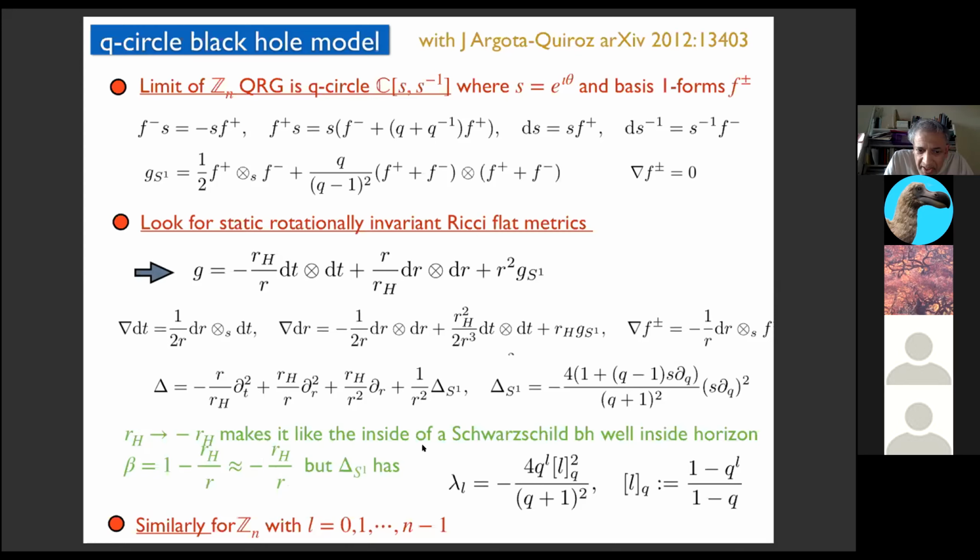So with negative RH, we land exactly on the inside of a Schwarzschild black hole, except that the radial behavior is not a sphere, it's actually a circle. The same thing happens for Zn if you don't take the limit, but then the difference is that L goes between 0 up to n minus 1, but otherwise it's very similar features. And this becomes a different formula, well, a similar formula.